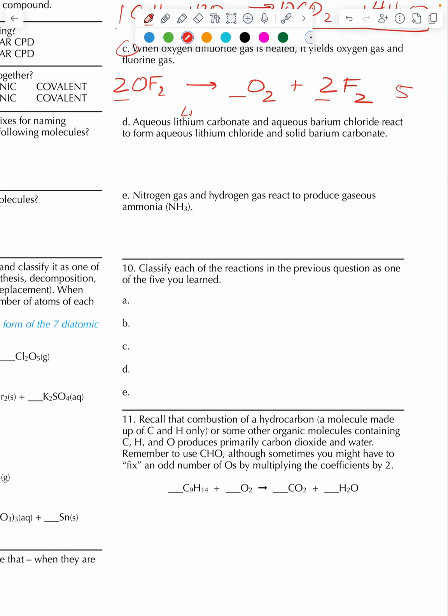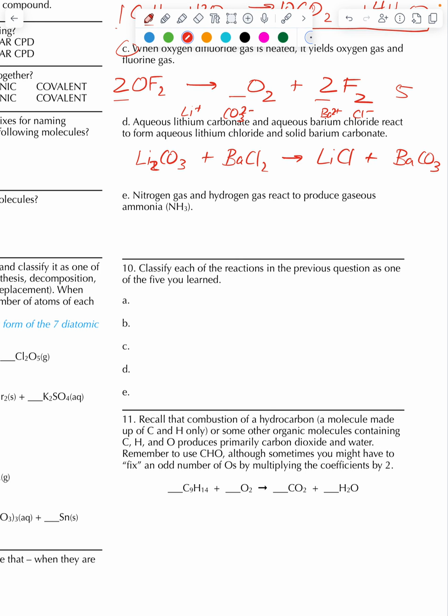Lithium carbonate. Lithium is +1. Carbonate is 2-. So it's lithium, that's a 2 there, carbonate. Reacts with barium chloride. Barium is 2+. Chloride is -1. All right. To form lithium chloride, I'll just go ahead and write them, and barium carbonate. So you have to figure out the formulas.